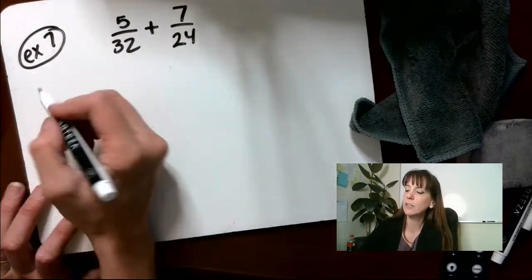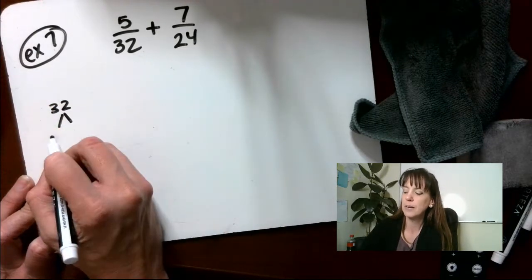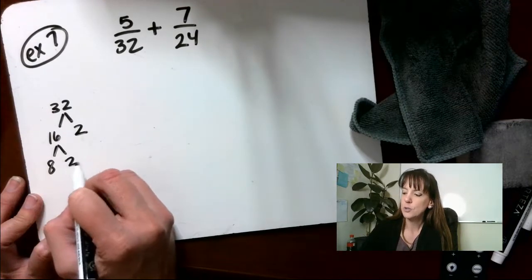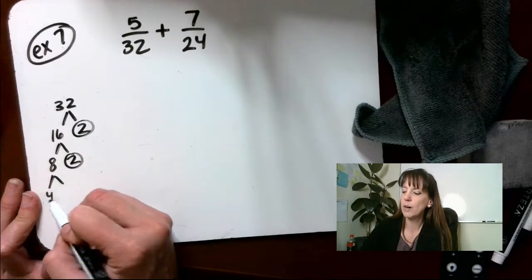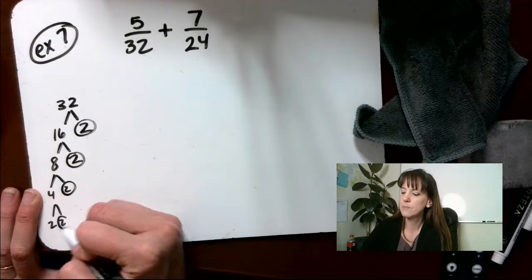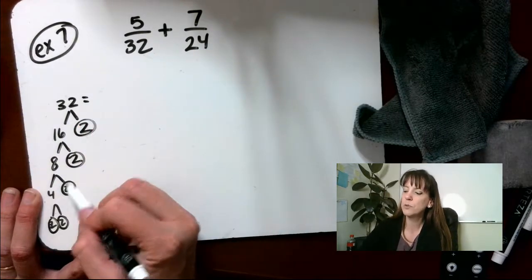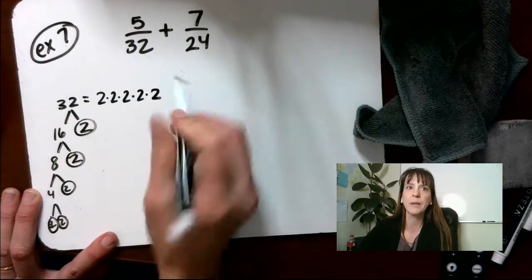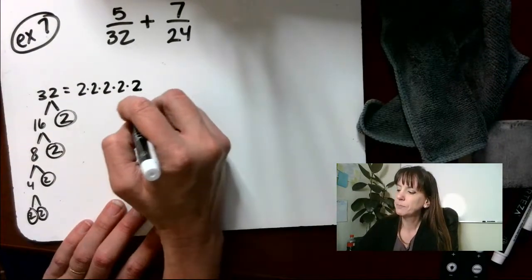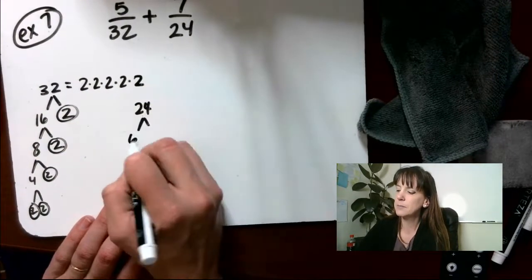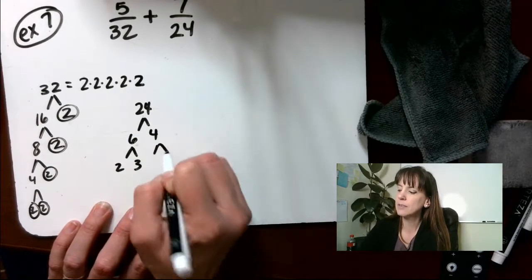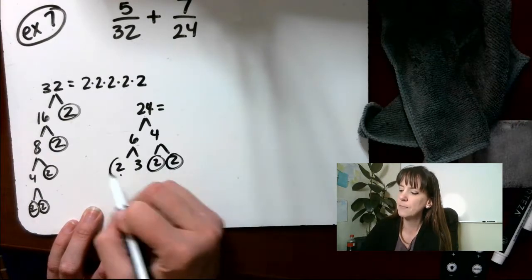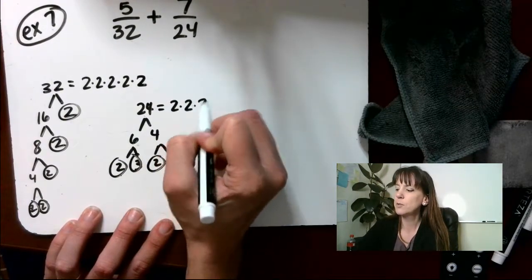So let's do some side work here. 32, the prime factorization of that would be 16 and 2. This is 8 and 2. So there's 2 there. This is 4 and 2, and this is 2 and 2. So 32 is 2 times 2 times 2 times 2 times 2, five 2's, right? Then we have 24. That is 6 times 4. This is 2 times 3, and this is 2 and 2. So 24 is 2 times 2 times 2 times 3. I should probably circle those so you can see that.